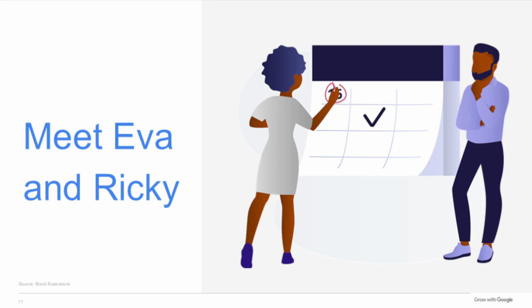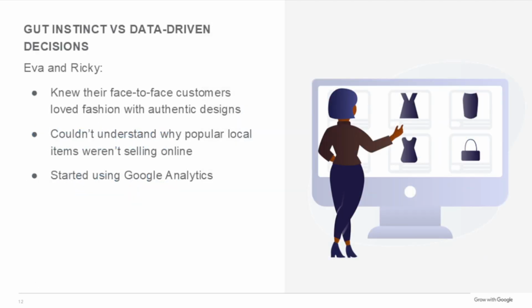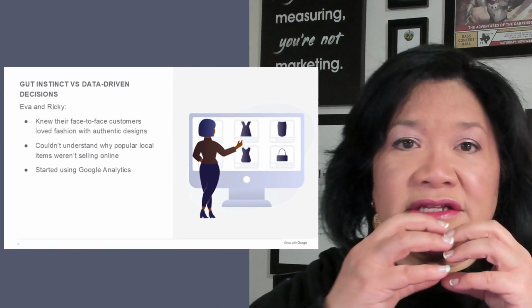So let's talk about Eva and Ricky. Eva and Ricky are store owners, and they actually have a physical store. So they know what it's like when people come to purchase in their actual physical store. And because they love the face-to-face experience and they want to grow and expand, they are thinking that it might be time to go to the next level by going online. Now, they don't understand exactly what is going to go on online, and they want to understand it better, which is why they attached Google Analytics to their website.